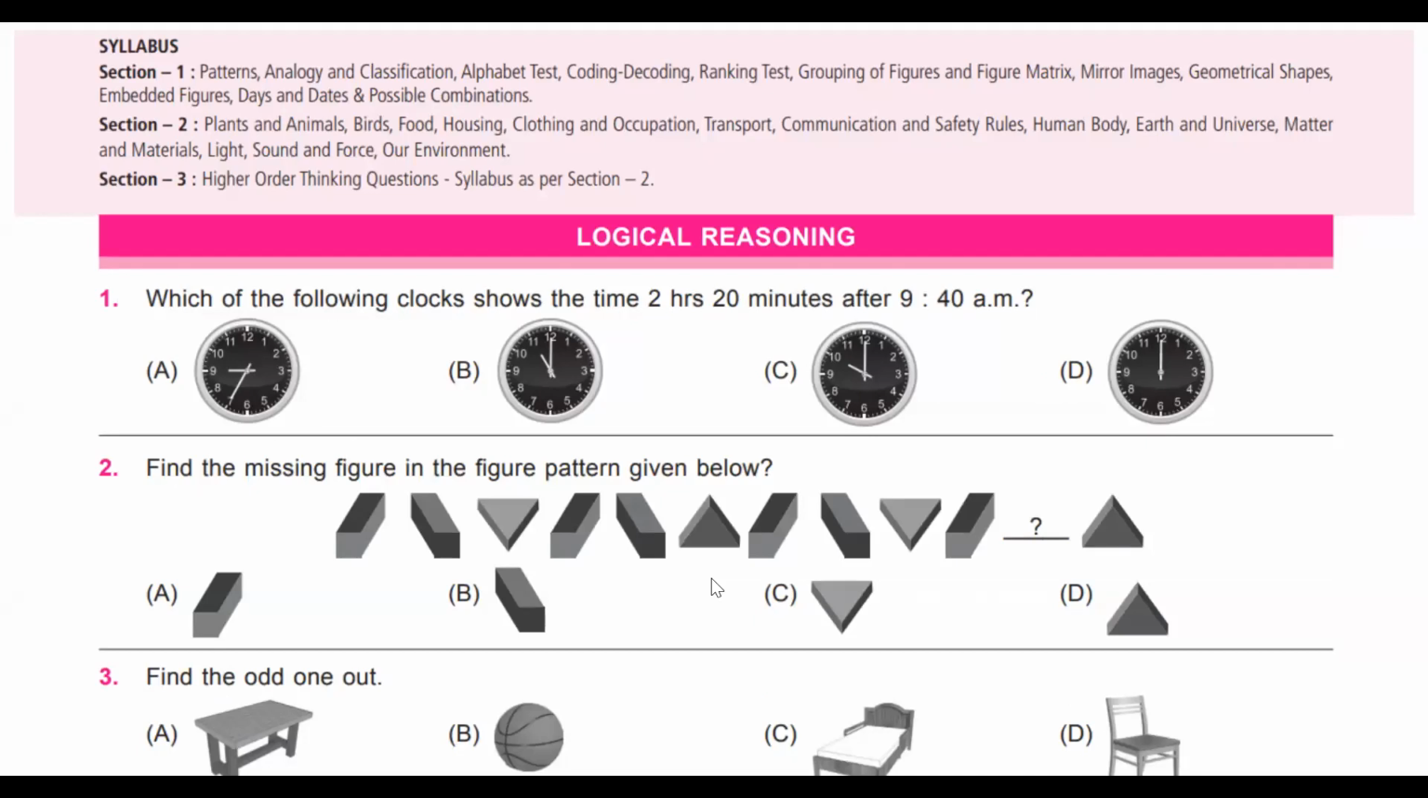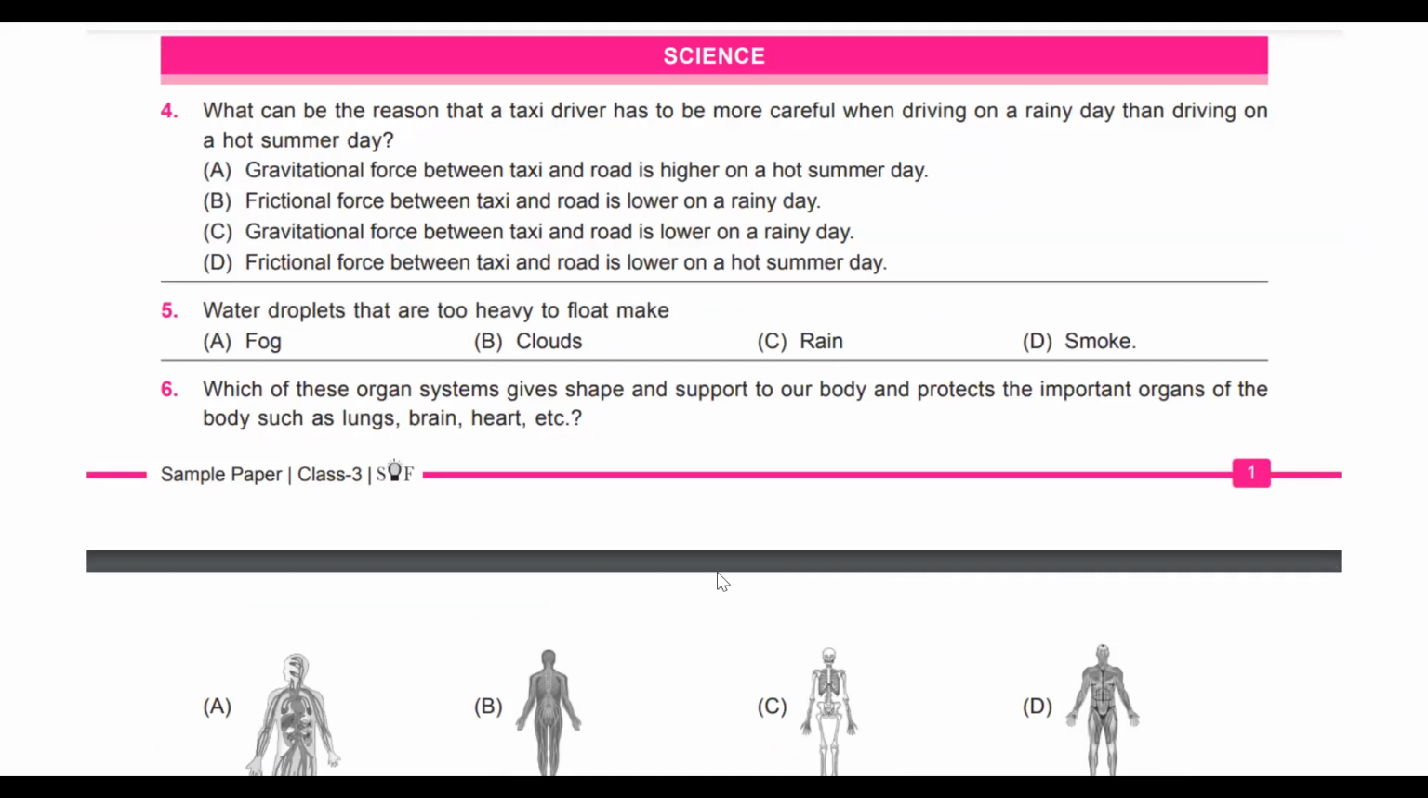Find the odd one out. Ma'am, can I say I got the answer? Yes, tell me. Ma'am, it's B, the ball. It's the basketball. You all play with it, right? It is the only thing that is not furniture. Everything else is made out of furniture. Good. The basketball is not furniture.